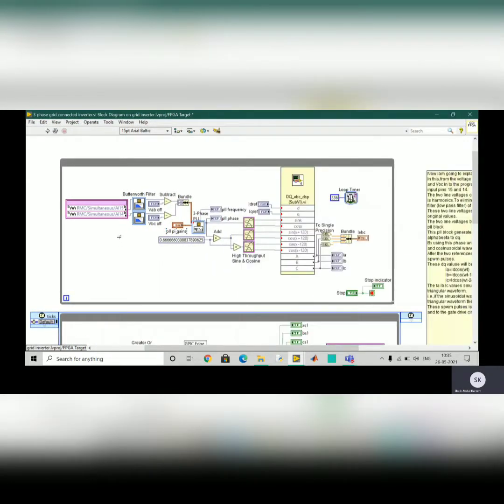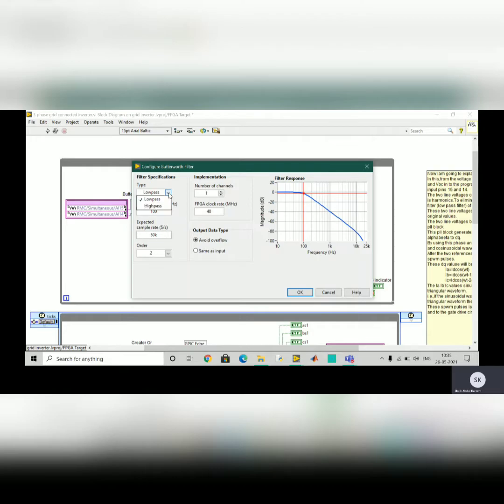The output of the voltage sensors will be given to the analog inputs of the SBRIO. So we use analog inputs 15 and 14 to sense the line voltages of the grid, VAB and VBC. So the voltages VAB and VBC consist of higher order frequencies, and to eliminate these higher order frequencies, we are using the digital Butterworth filter. So in this digital Butterworth filter, we have an option of selecting either low pass or high pass filters. Here we want to eliminate the higher frequencies, so we are selecting the low pass filter. And the cutoff frequency of that low pass filter is 100 Hz, and the expected sample rate is 50 kilosamples per second.